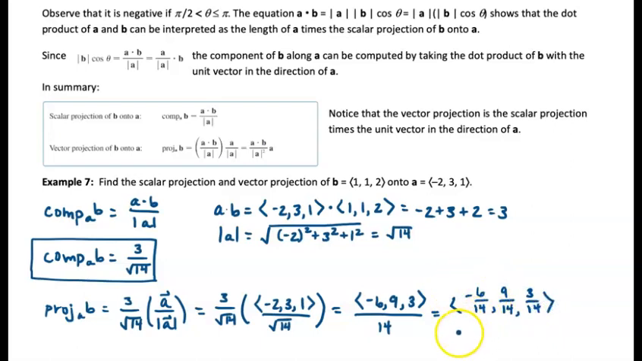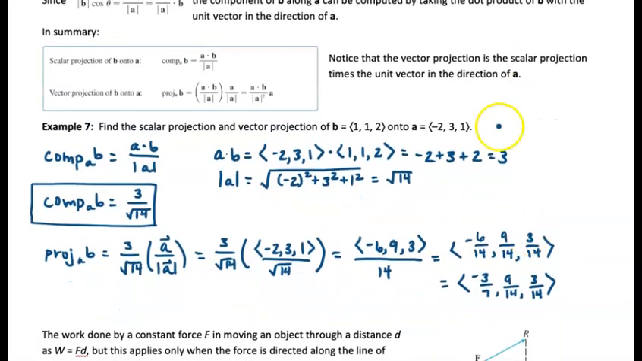One more thing, let's just simplify this fraction. Only one of these fractions can be simplified, but this first fraction can be simplified to -3 over 7. And we'll leave the other components the same. And so now this is our vector projection. So this is the vector projection of B onto A.